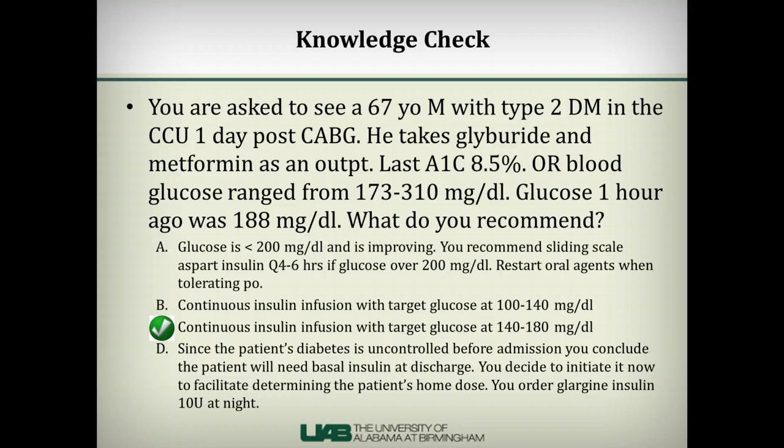Now D is a reasonable approach. This person was uncontrolled before admission, and they probably are going to need basal insulin at discharge, or should be managed with basal insulin no matter what, since their A1C is not at goal on maximal oral therapy. But it's not a good time to initiate this while in the ICU. It's very much expected that there'll be very variable insulin requirements and dosing during this time. So it'd be best to wait till the patient is out of the ICU and to then determine an insulin requirement that you can then use to decide on a discharge dose of insulin.